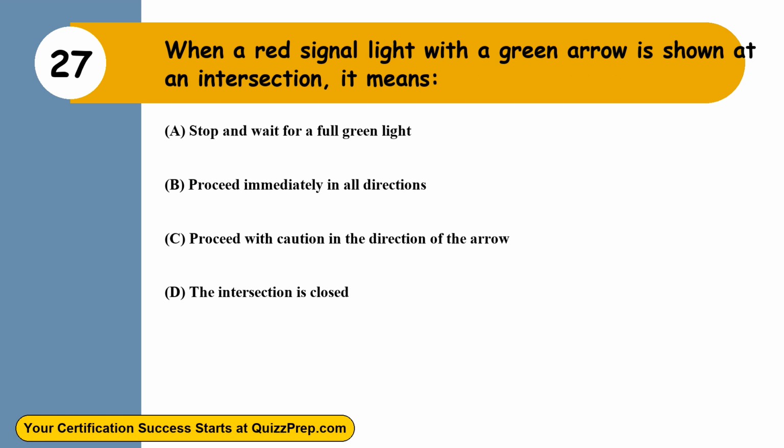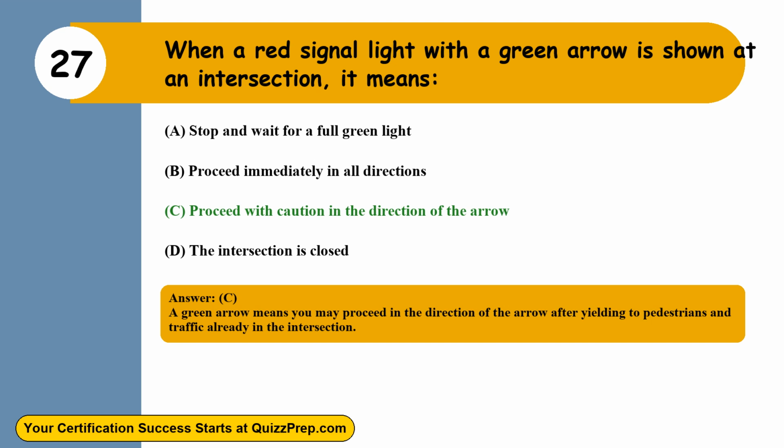Question 27. When a red signal light with a green arrow is shown at an intersection, it means: Option A, stop and wait for a full green light. Option B, proceed immediately in all directions. Option C, proceed with caution in the direction of the arrow. Option D, the intersection is closed. The correct answer is option C, proceed with caution in the direction of the arrow. A green arrow means you may proceed in the direction of the arrow after yielding to pedestrians and traffic already in the intersection. Question 28.